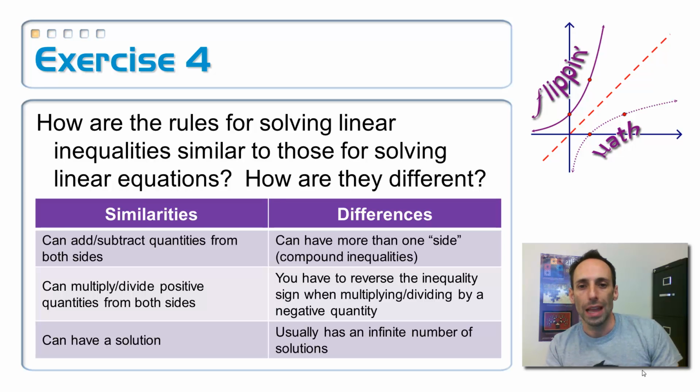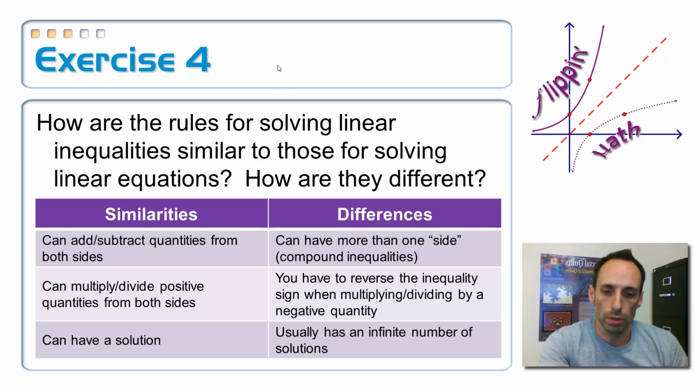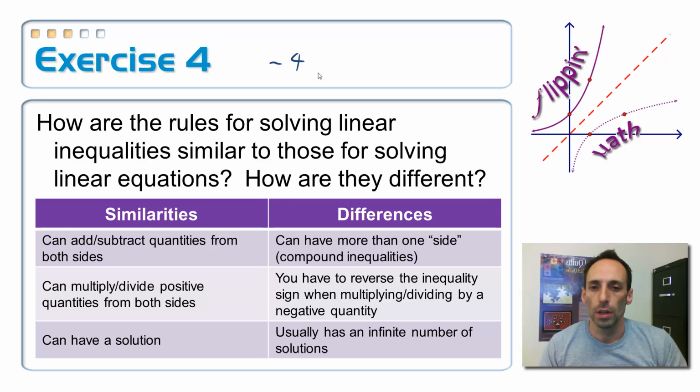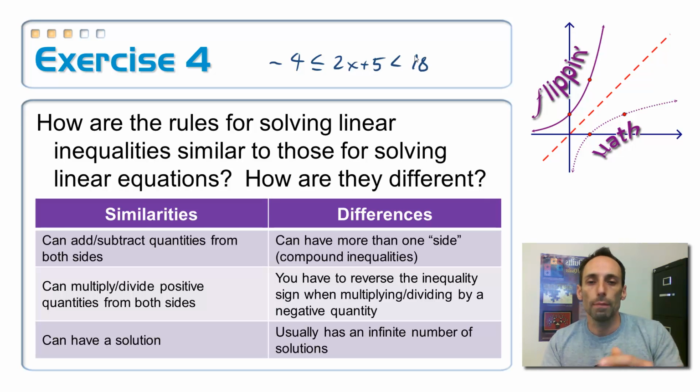So think of those and inequalities, which look like this, like -4 is less than or equal to 2x plus 5 is less than 18, something like that, right? So you have more than one side. You got 3 pieces instead of just 2. And what are you supposed to do whenever you multiply or divide by a negative number? Flip your inequality sign. We'll see why in just a minute. And then inequalities, I'm not looking for just one solution.